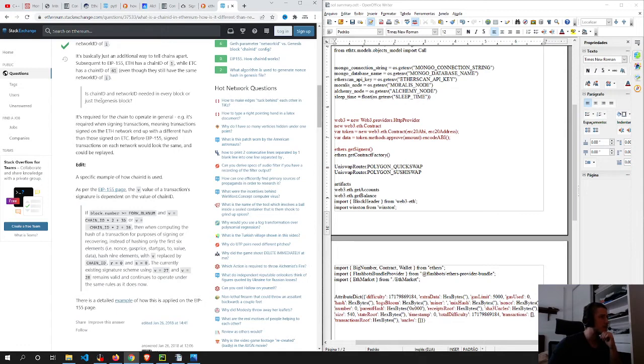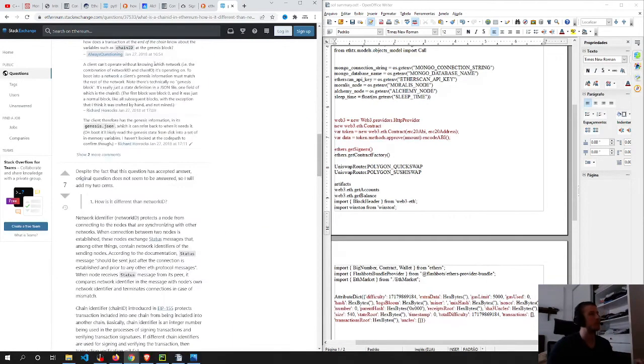It's required. Is the network ID needed in every block or just the Genesis block? It's required for the chain to operate in general. It's required when signing transactions, meaning transactions signed on the Ethereum network end up with a different hash than those signed on ETC.